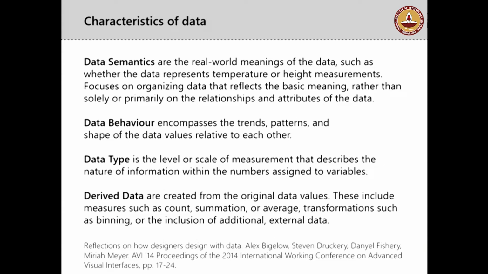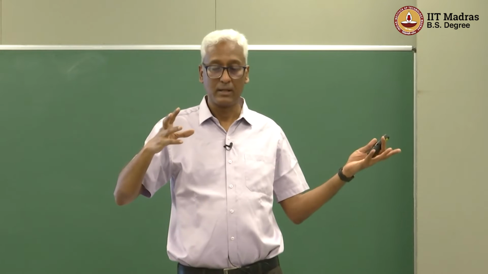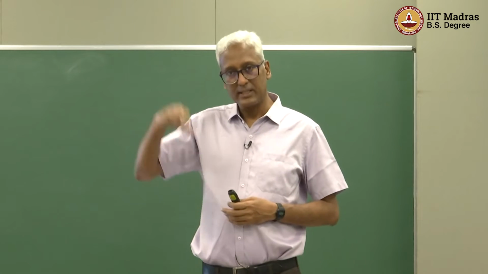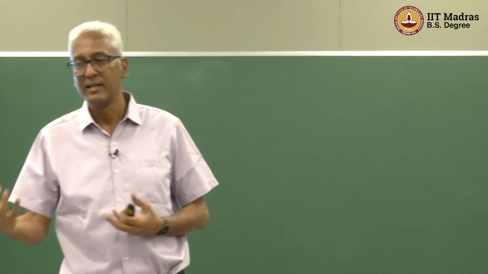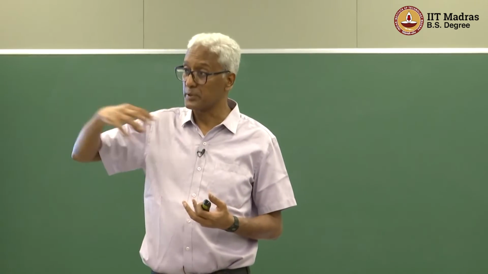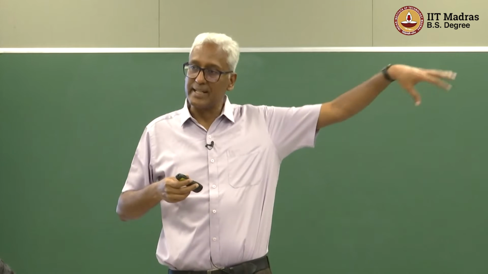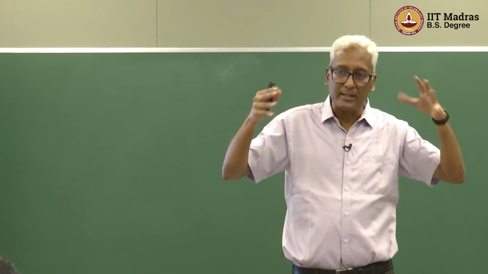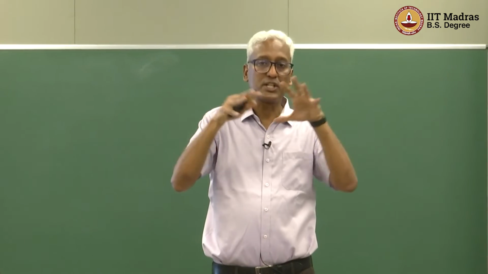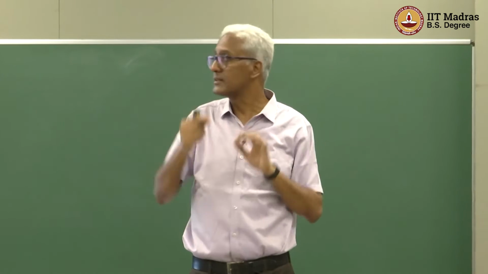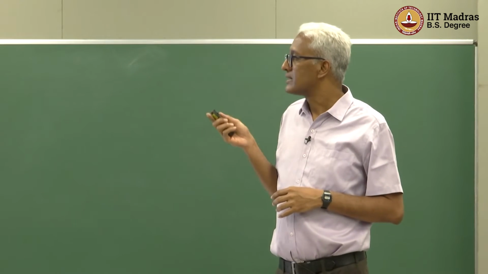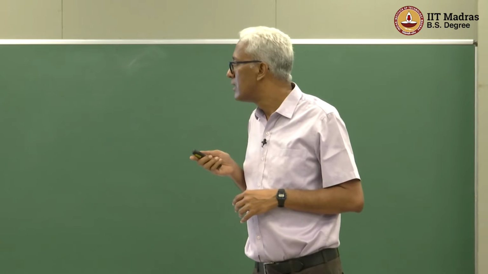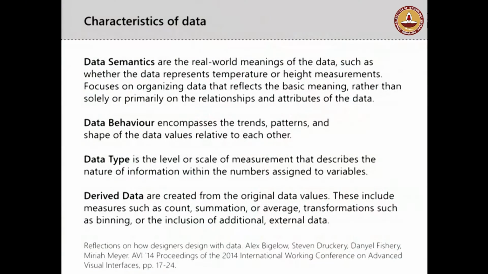So there are highs and lows. There is hot and cold. There is tall and short. So there is an inherent shape to the data. There is a linearity, like a progression forward or a retreat backwards. So there is a meaning to this and a shape to the data itself. We'll come to that with examples. Then there is behavior, which encompasses the trend, patterns, and shapes of data values relative to each other.